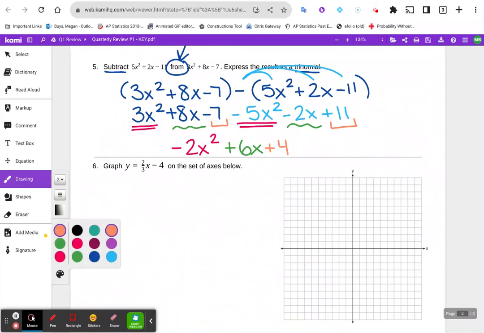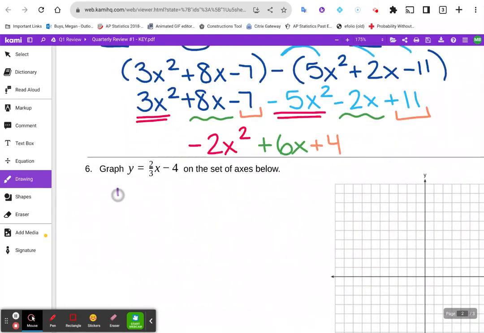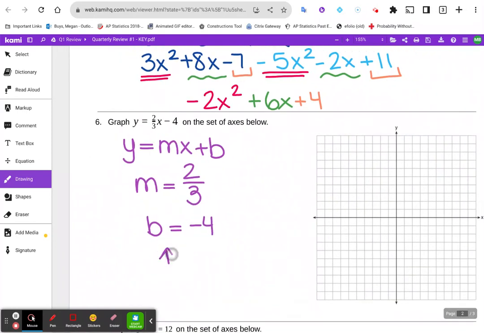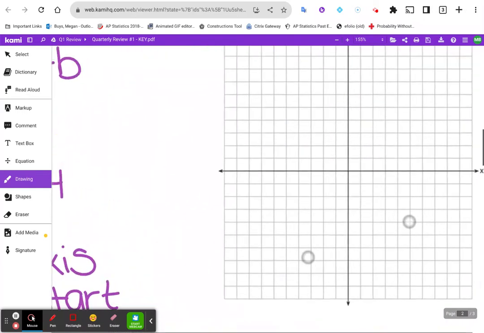All right, and the next one we're going back to graphing. As we get back to graphing here, remember that this is already in our slope-intercept form of y equals mx plus b, which means my slope is the number that's in front of x, so that's 2/3, and b is your y-intercept, that negative 4. B essentially is where you start on the y-axis.